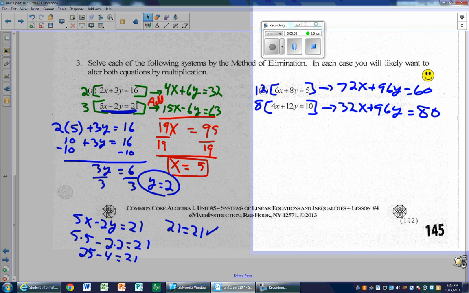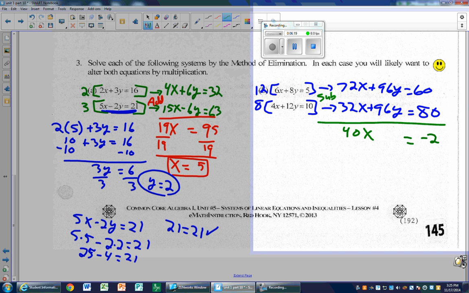Think, think, think. Catch up in the writing. Now what you're thinking about is the fact that the signs are the same. The signs are the same. So we subtract. 40x equals negative 20. 96 minus 96 is nothing. Divide both sides by 40. X equals negative 1/2, negative 0.5.